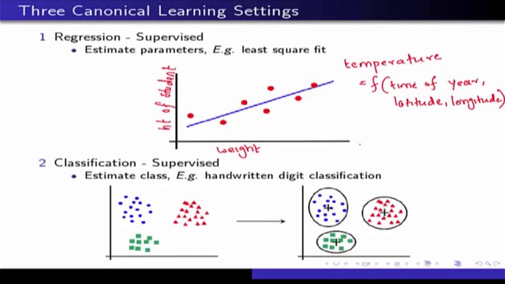The other canonical example is the classification setting, which is again a supervised learning setting. As an example, you might be provided handwritten digits along with their labels. So you might be told that these are all instances of 0, these are instances of 2, and so on. And based on these labels, you want to be able to predict what a new handwritten digit is.